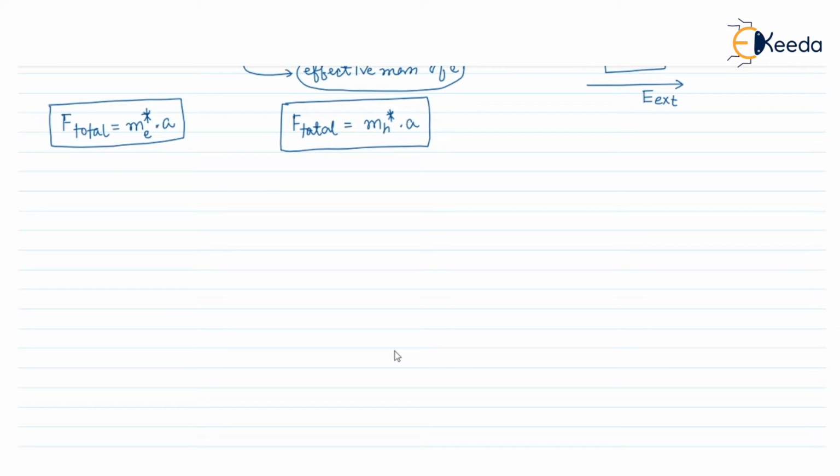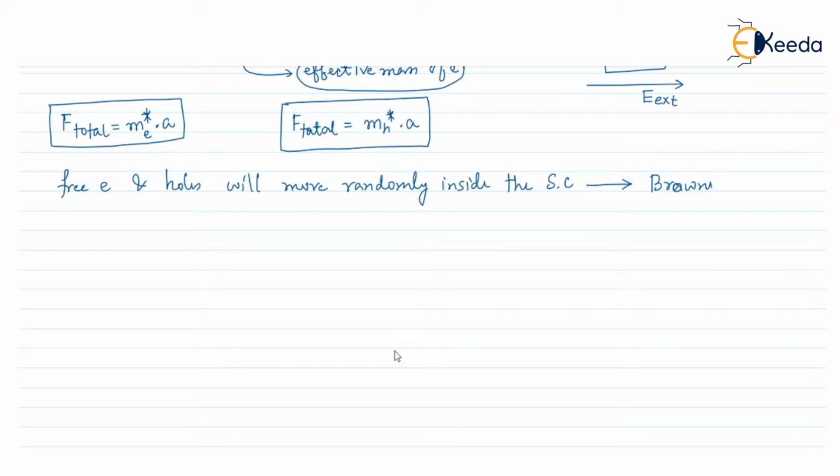Now we know that inside the semiconductors, the carriers move randomly, that is, the free electrons and holes move randomly inside the semiconductor crystal. This type of motion of the charge carrier is called Brownian motion. So the charge carriers will move in a Brownian motion inside the semiconductors.